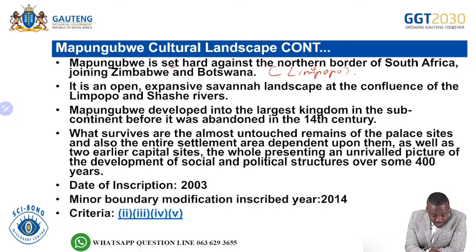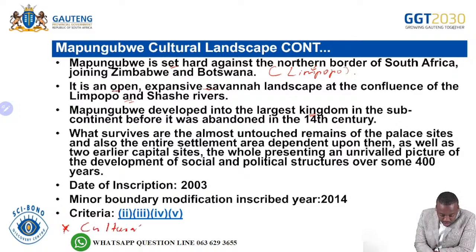Short description. It is an open, expansive savanna landscape at the confluence of Limpopo and Shashe River, right? Mapungubwe developed into the largest kingdom. So basically, obviously, this one is going to be what? It is going to be a cultural. Let me just add here. It is going to be our cultural heritage site.